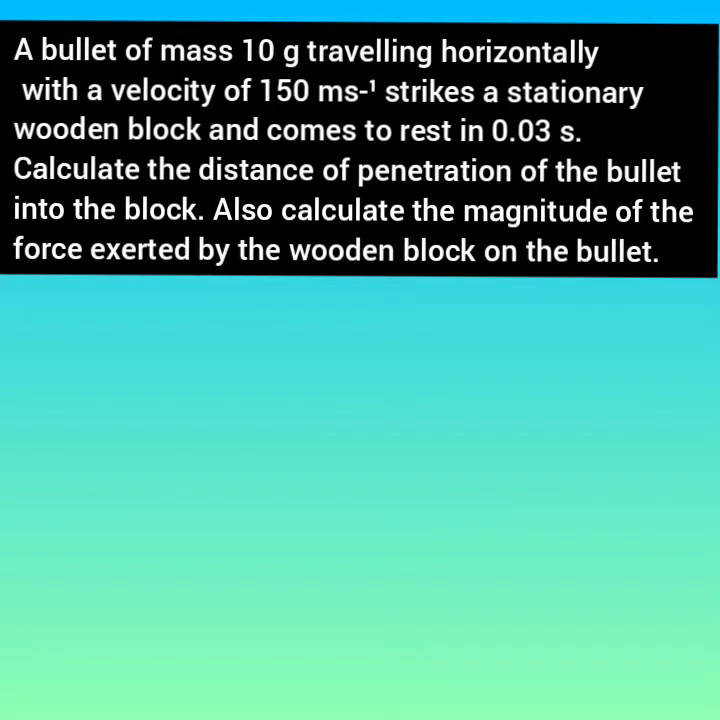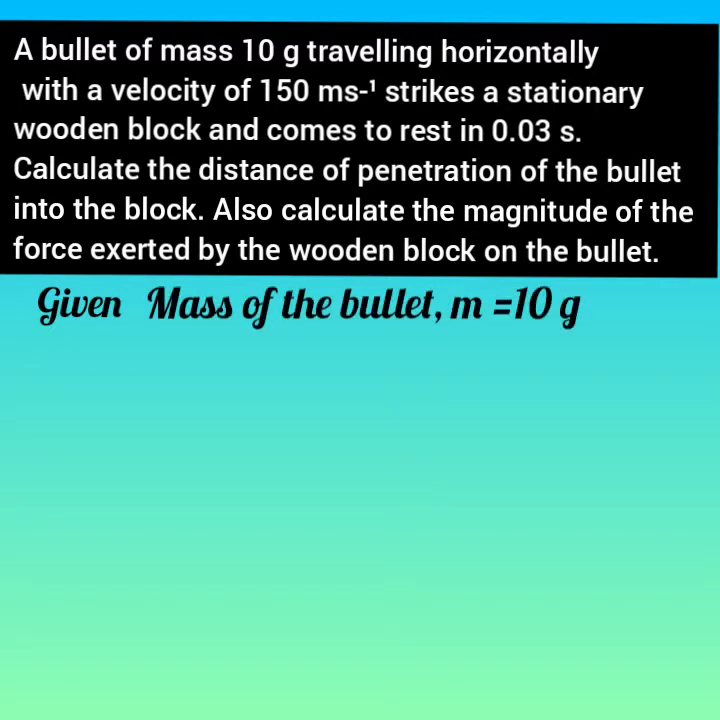A bullet of mass 10 gram traveling horizontally with a velocity of 150 meter per second strikes a stationary wooden block and comes to rest in 0.03 seconds. Calculate the distance of penetration of the bullet into the block. Also calculate the magnitude of the force exerted by the wooden block on the bullet. So first let's note down what are the given values in the question. Mass of the bullet is given, which is 10 gram, which on converting to kilogram becomes 0.01 kilogram.